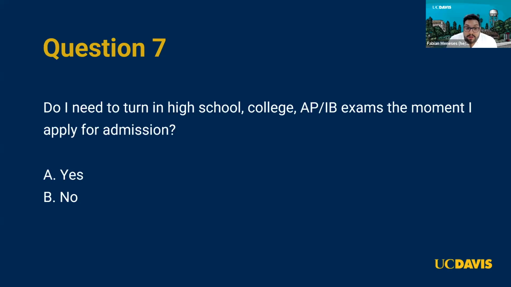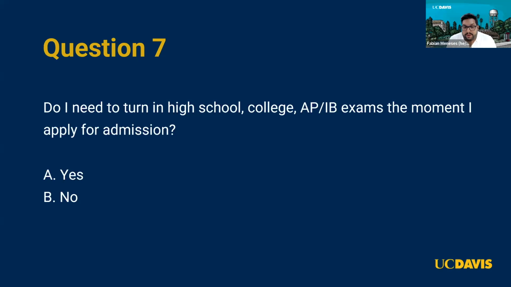So the answer is no. For UC, none of the campuses require official records to be submitted at the time of application. We do recommend that you have access to your unofficial copies of academic records in case we do ask for them, but no official records are needed until you are admitted to the university.